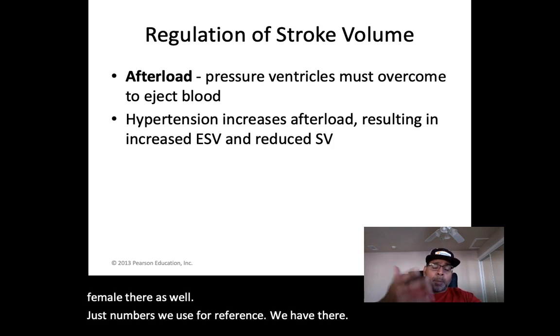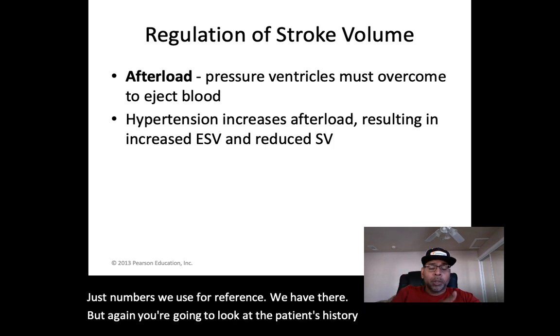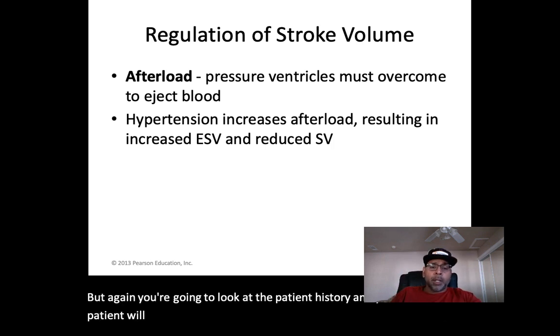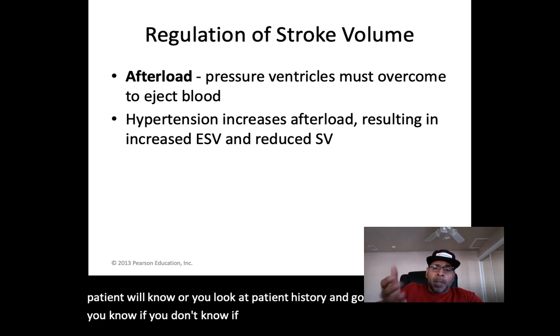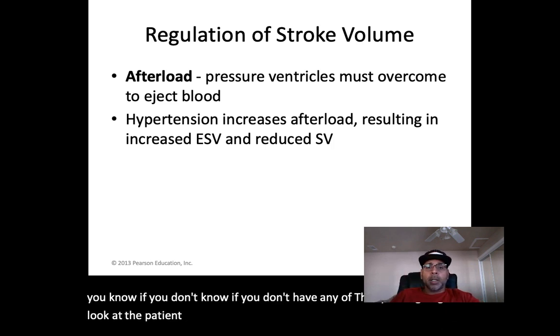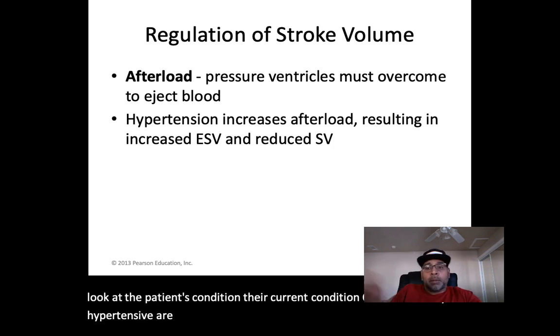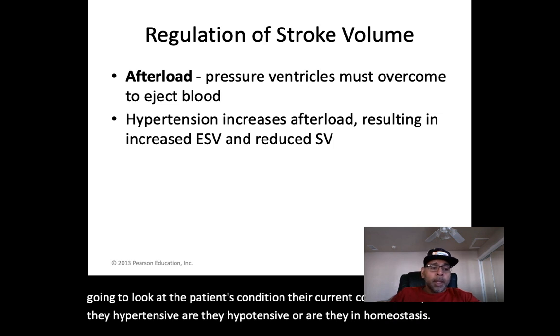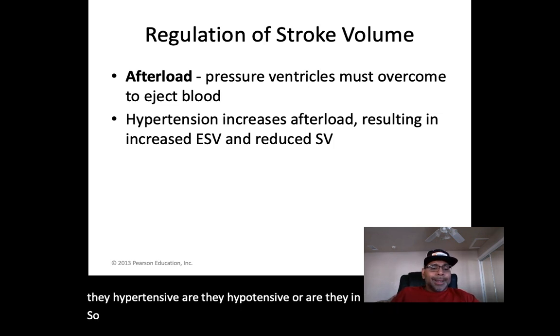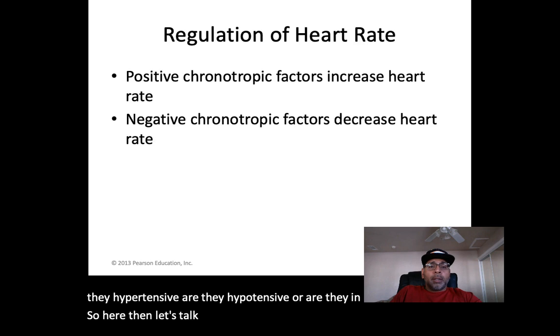But again, you're going to look at the patient's history, and the patient will know, or you'll look at the patient's history and go from there. And if you don't have any of that, you're going to look at the patient's current condition. Okay, well, are they hypertensive? Are they hypotensive? Or are they in homeostasis? So here then, let's talk about regulation of heart rate.